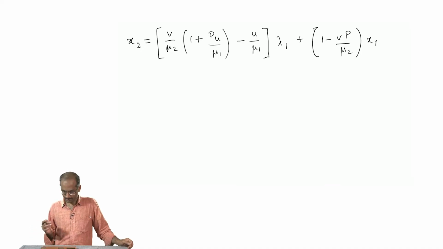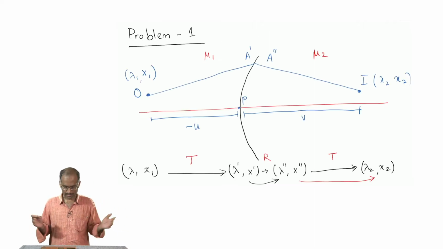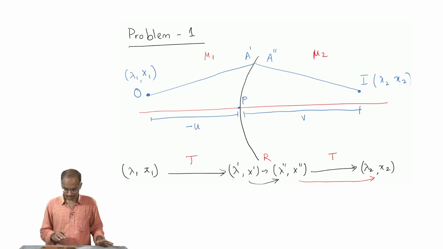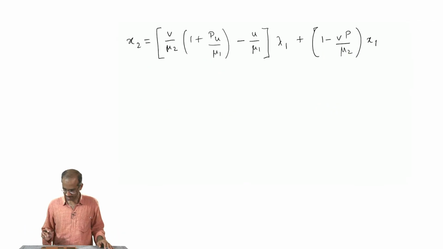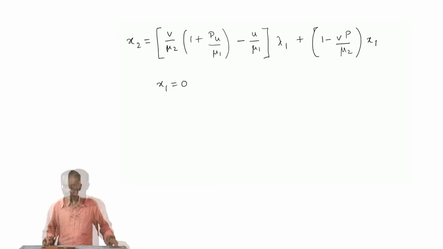Now, if I have an object which starts off from the axial point, which means that it starts along this red line, the condition in that case would be that x 1 is equal to 0. So, the height from the axis is 0. In that case, the condition for the image is that x 2 also should be equal to 0.